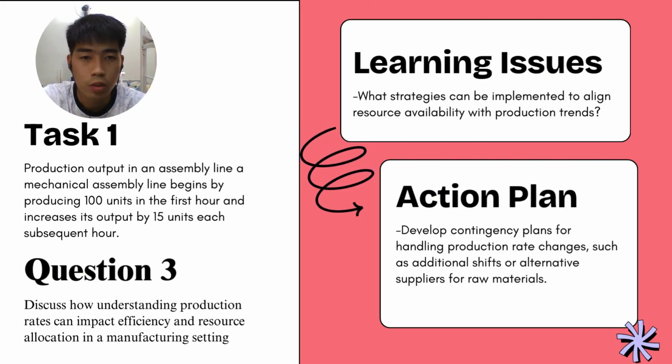Down to the learning issue: what strategies can be implemented to align resource availability with production trends? The action plan will be to develop contingency plans for handling production rate changes, such as additional shifts or alternative suppliers for raw material. Thank you.